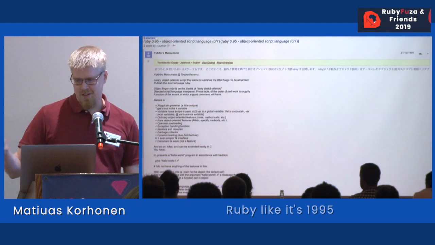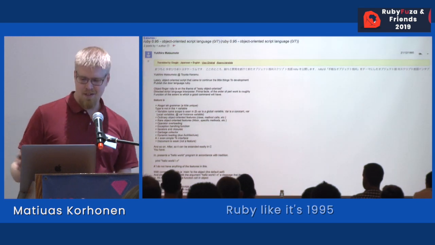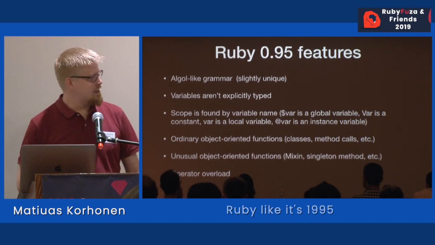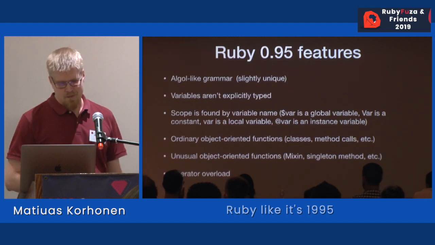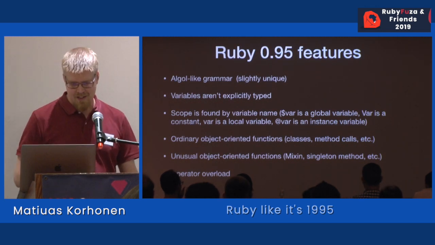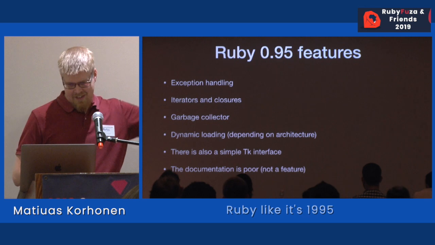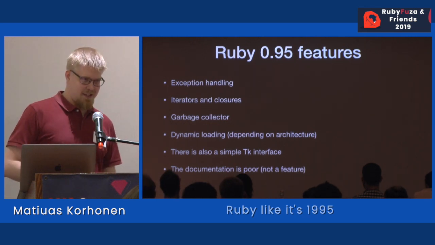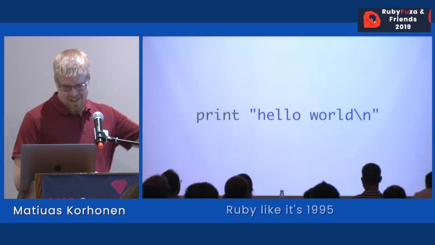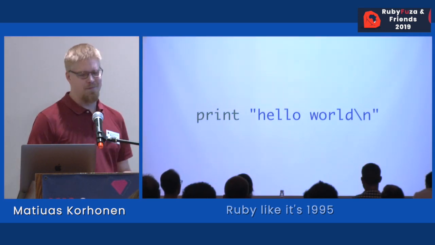And if we look at the features from the original release announcement, it looks a lot like Ruby. You don't need to explicitly type your variables. The scope for variables is defined by name. It looks very familiar. There's exception handling, iterators, garbage collection, all that good Ruby stuff. And there's even a nice little Hello World example in there.